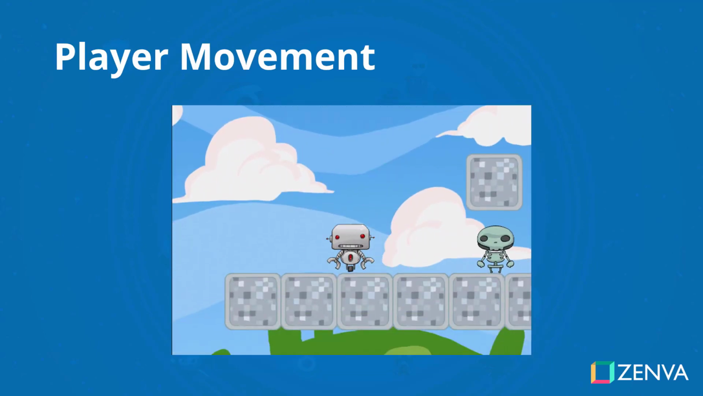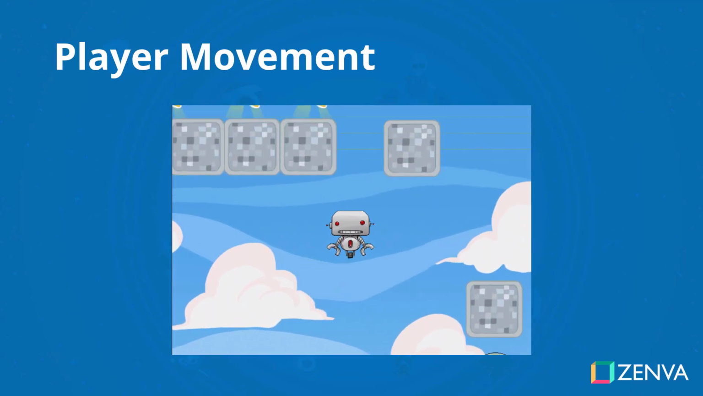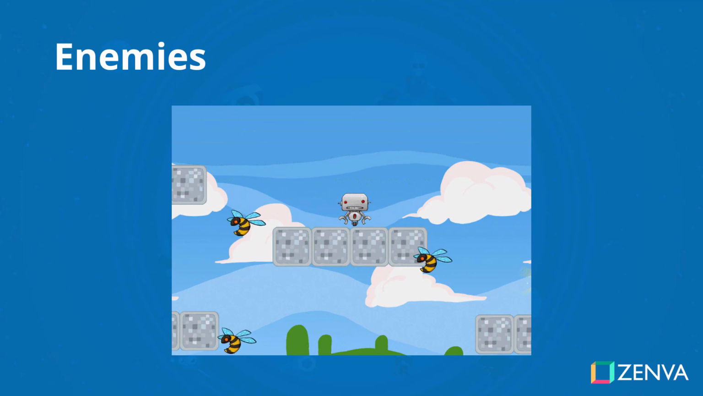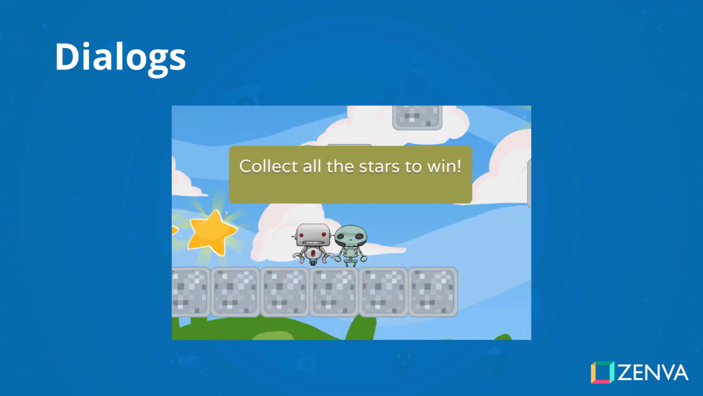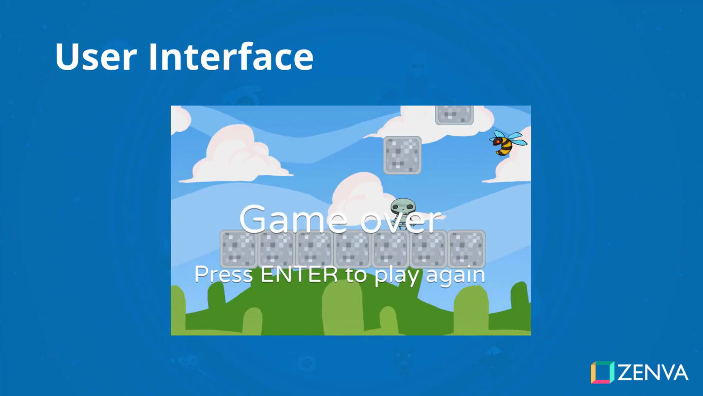We'll cover game mechanics including player movement and jumping, enemies that wander around which you have to avoid, collectibles that increase your score, dialogues so that some friendly characters can give you tips on how to win, and a basic user interface including game over and winning conditions.